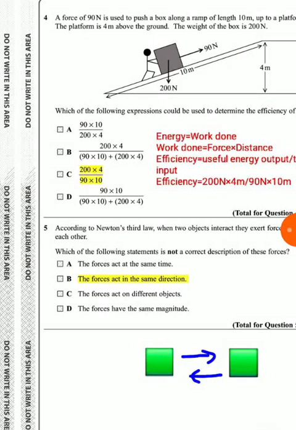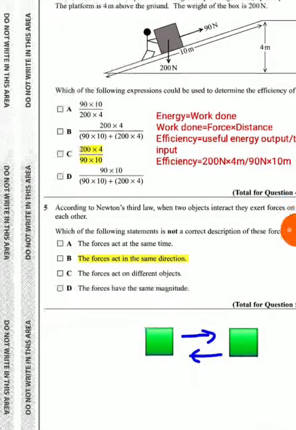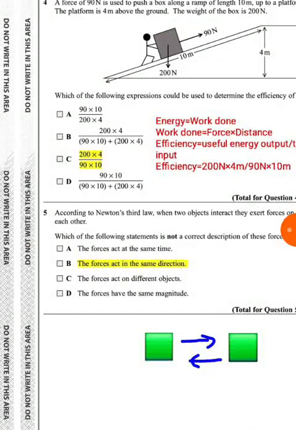Okay, so the answer is the forces act in the same direction, because that is not correct: the forces do not act in the same direction. Here, the square that is coming from the left side, the force it acts on the other square is to the right, and the other one is to the left. So therefore the forces act in opposite directions. Okay, so the answer is B.